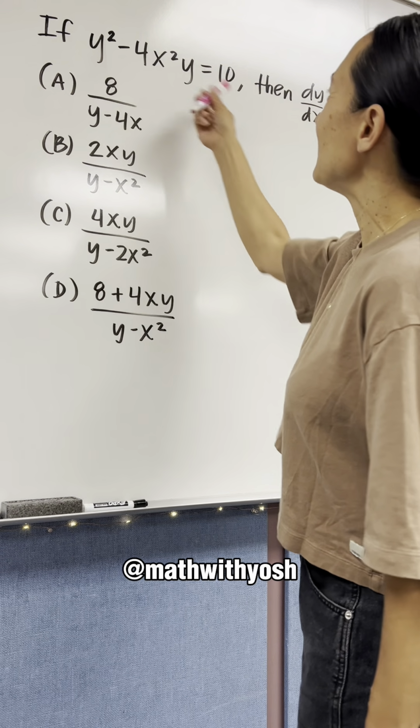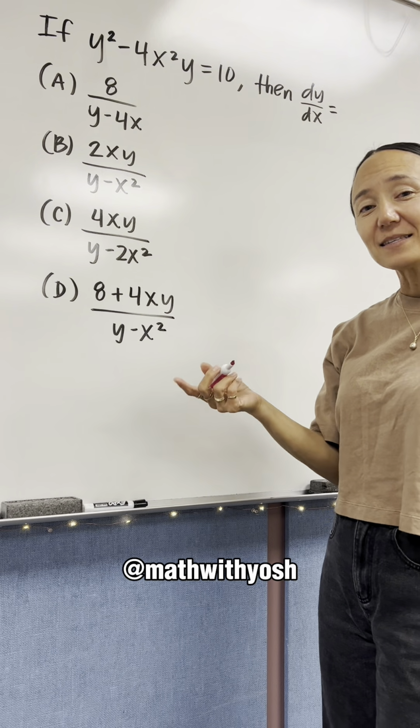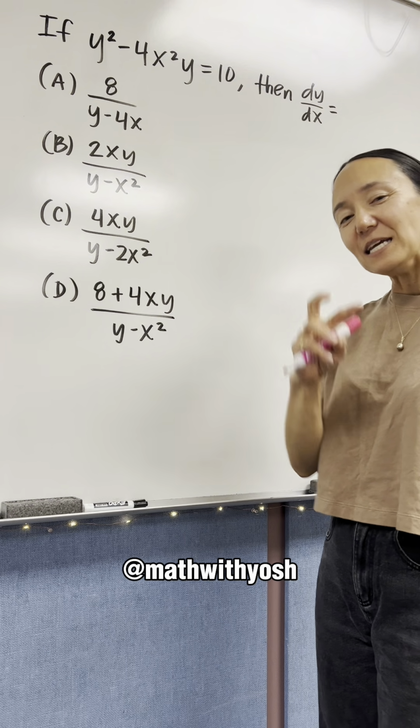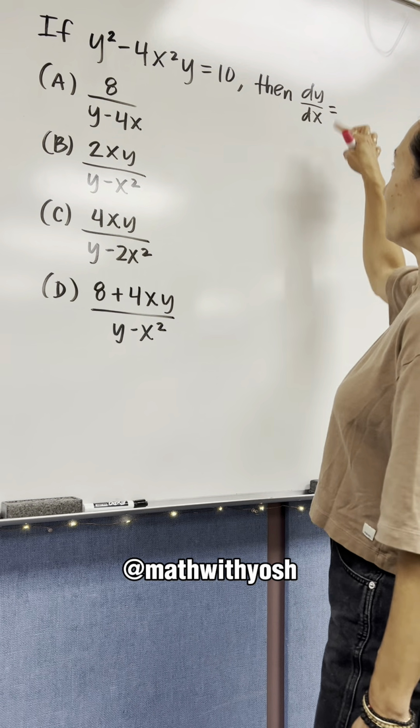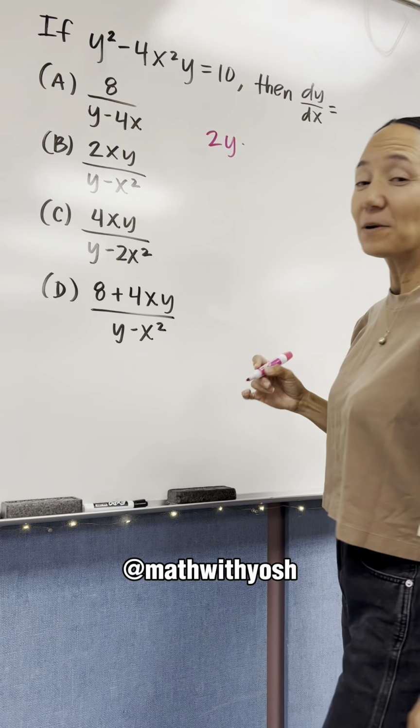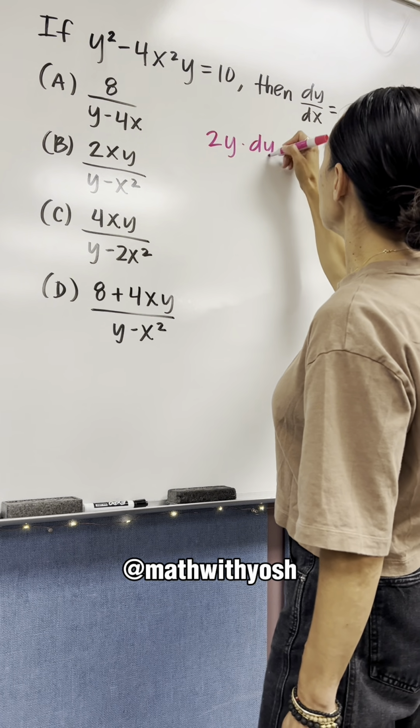Anytime you take the derivative of a term with x, you just take the derivative like normal. But anytime there's a y, you're going to take the derivative and then you'll generate a dy/dx. The derivative of y squared is going to be 2y, and then we're going to multiply that by dy/dx.